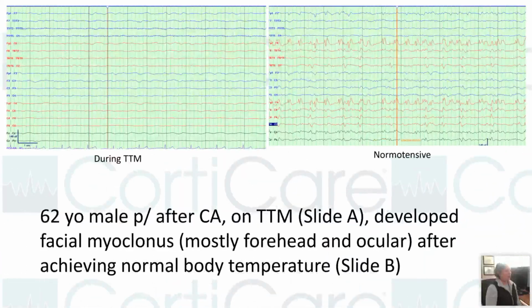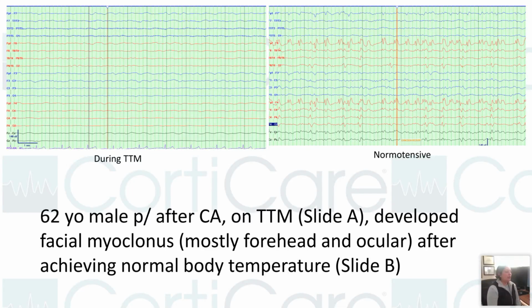So we are talking Lance-Adams syndrome. In Lance-Adams syndrome, the myoclonus is going to appear a couple of days after the cardiac arrest. The patient has already attained normal body temperature and is off sedation. That is the key. Myoclonus appearing after the sedation is stopped is Lance-Adams syndrome. So it is not acute. It did not happen immediately after cardiac arrest. It did not happen when the patient was on the hypothermia protocol.